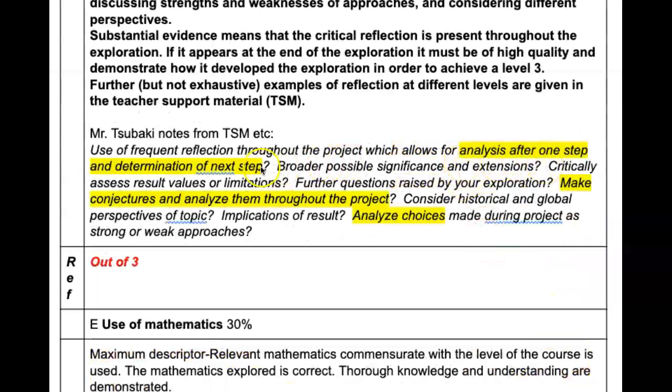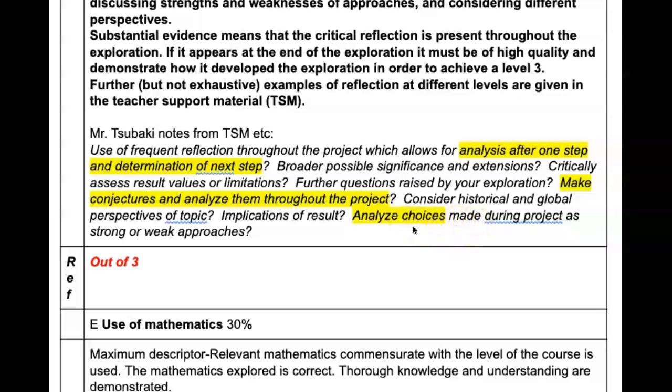Let's see. I talked about that. Make conjectures, analyze them through the project. Yeah, like make predictions. Making predictions means that you have a lot of intuition about the subject area, which helps in personal engagement. And then it shows that you're reflecting on the evidence you have and making predictions about what's going to happen later, right? Analyze choices made during the project. Yeah, so that's something you should definitely do when you do reflection.